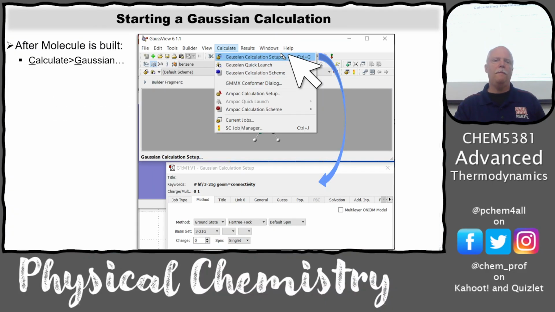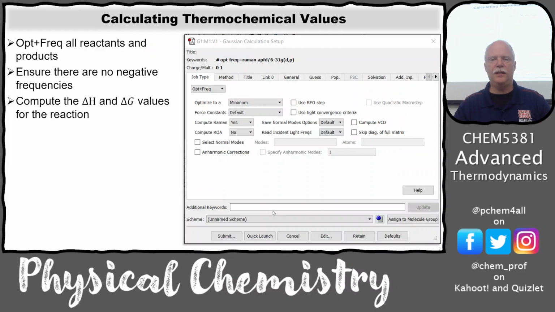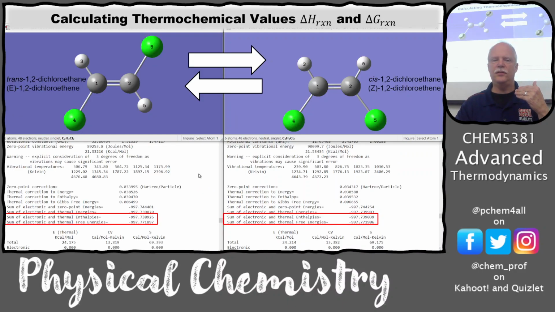Yeah, that's it. Okay, so you pick your best method, your theory, your basis set, all those things, run an opt and freq, and then you get the thermochemical values out. So let's look at this.